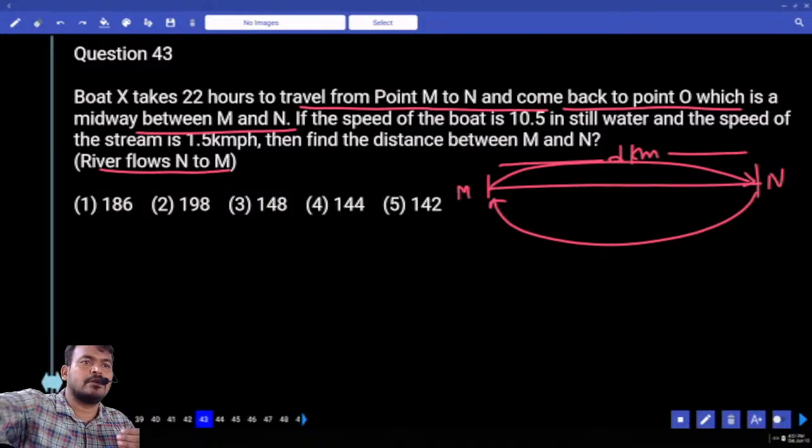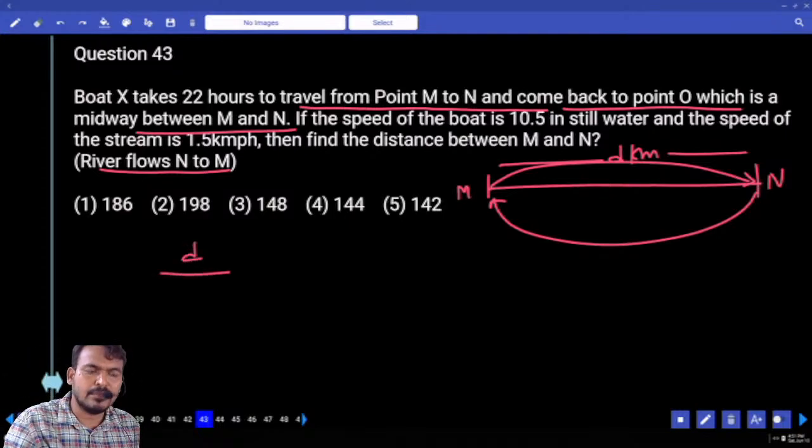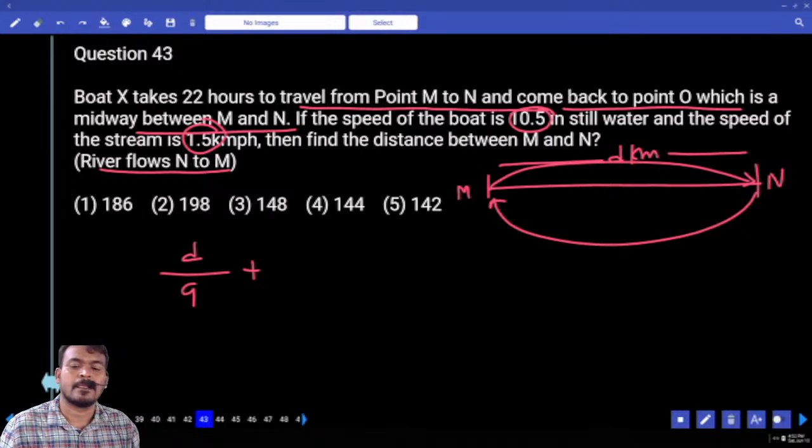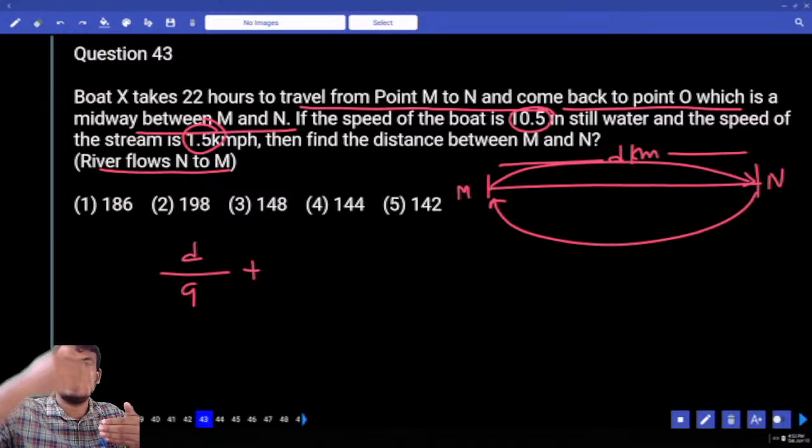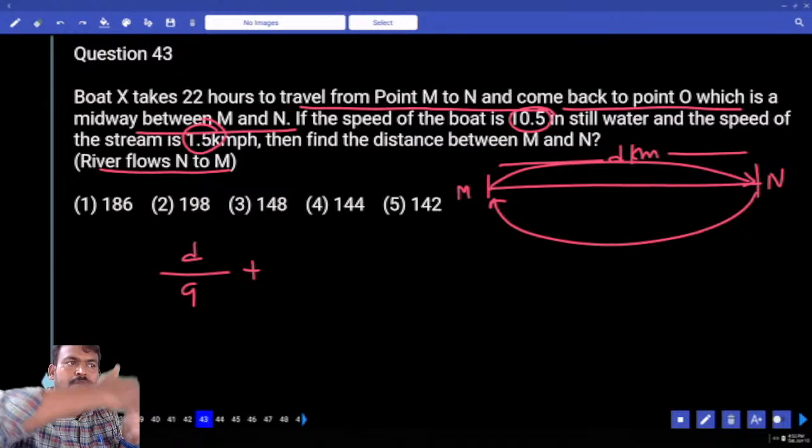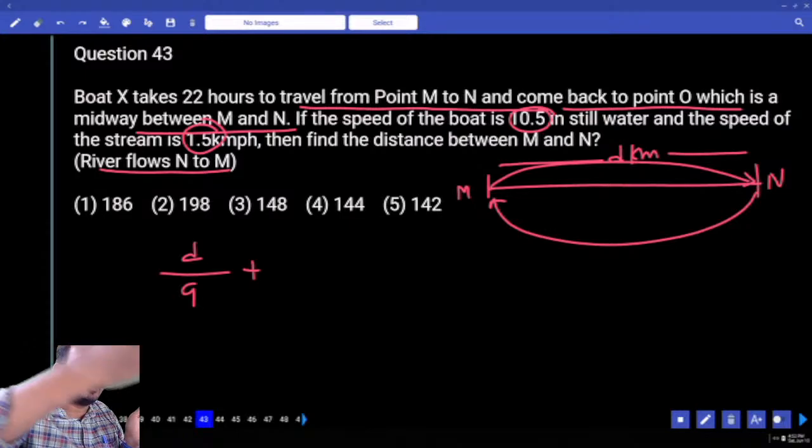But the distance covered is D kilometers. Means D by M minus S or M plus S? M minus S. What is the M value? 10.5. What is the S value? 1.5. 10.5 minus 1.5 is 9, plus another one. It is M to N, means one will be the boat, another one N to M.